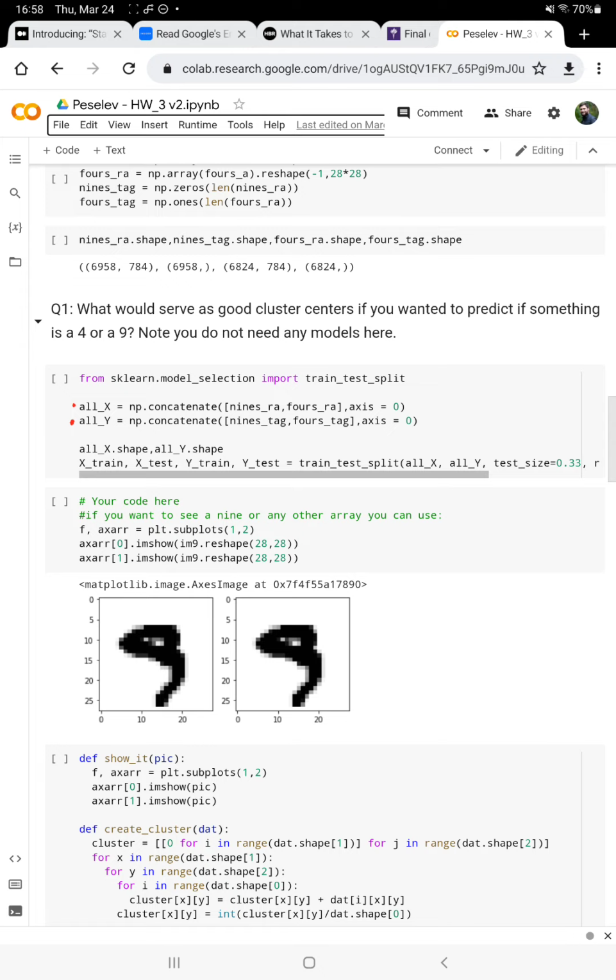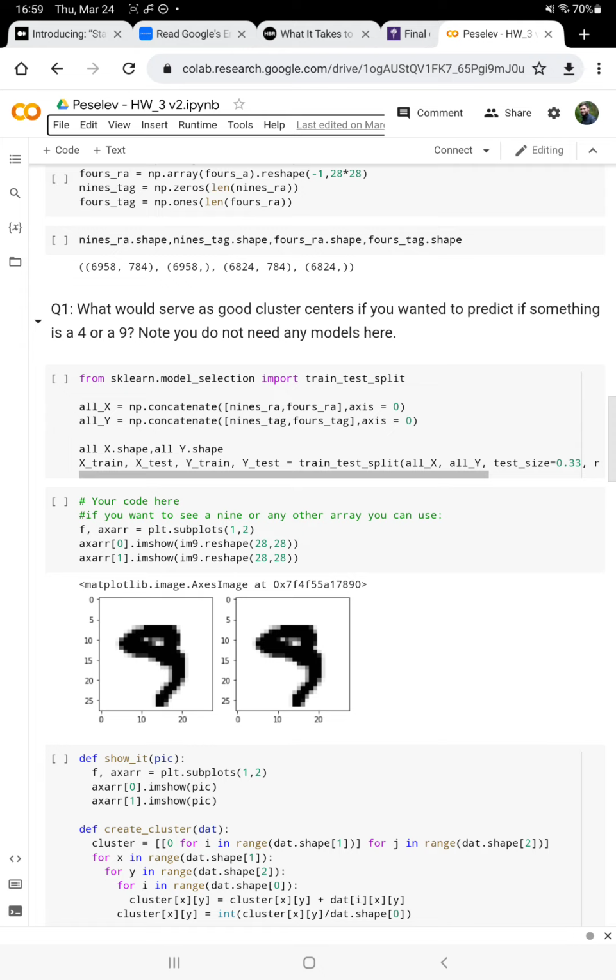So if all Y with the index I equals 1, we know that all X I would return us an array of pixels that in fact represent a 4. You remember that 1 stands for a shape of 4, 0 stands for 9s.